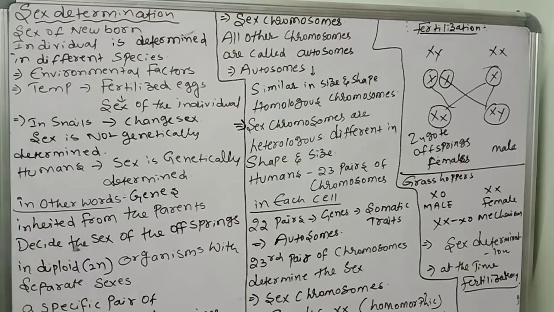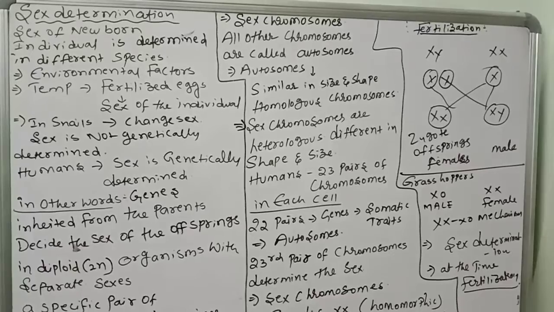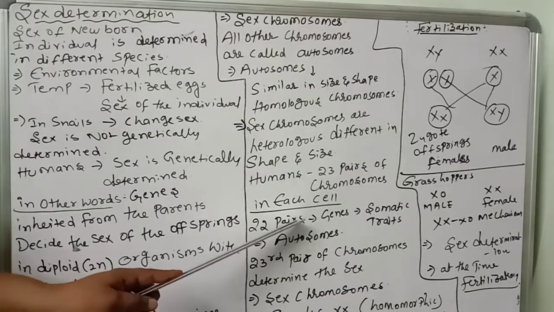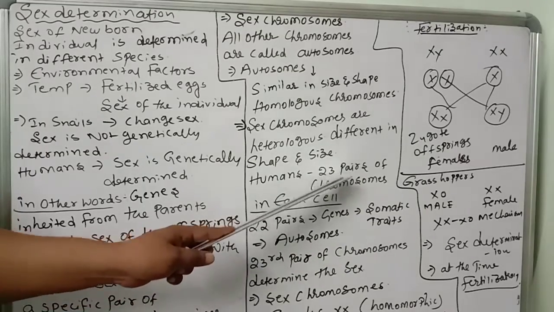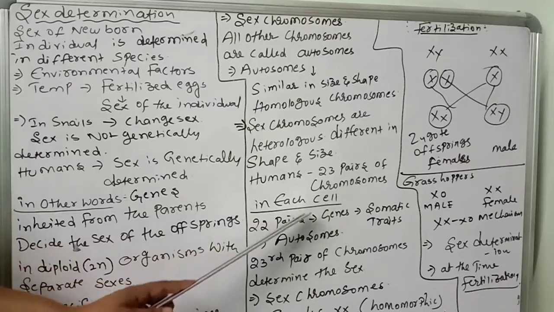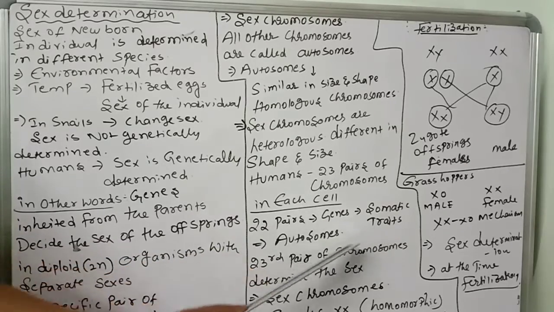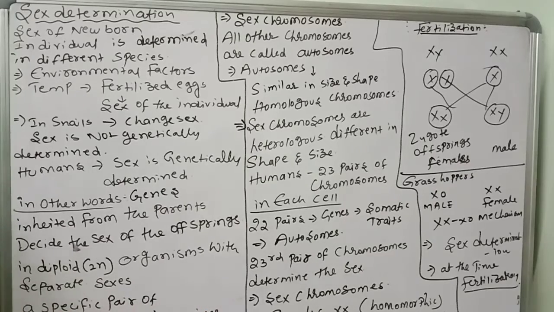In human beings, there are 23 pairs of chromosomes in each cell. 22 pairs are autosomes, which carry somatic traits. The 23rd pair of chromosomes determines the sex; these are called sex chromosomes.